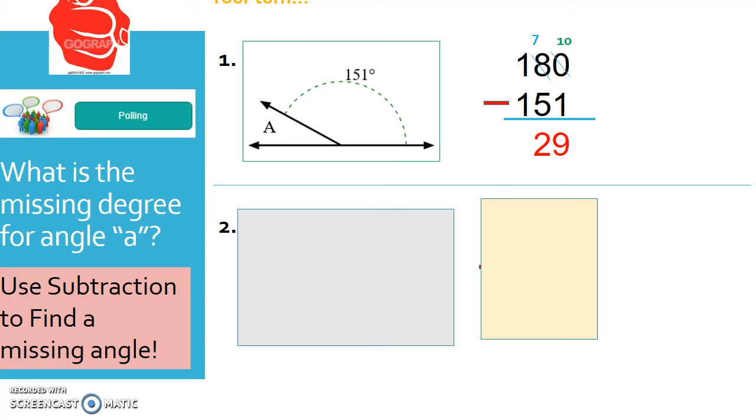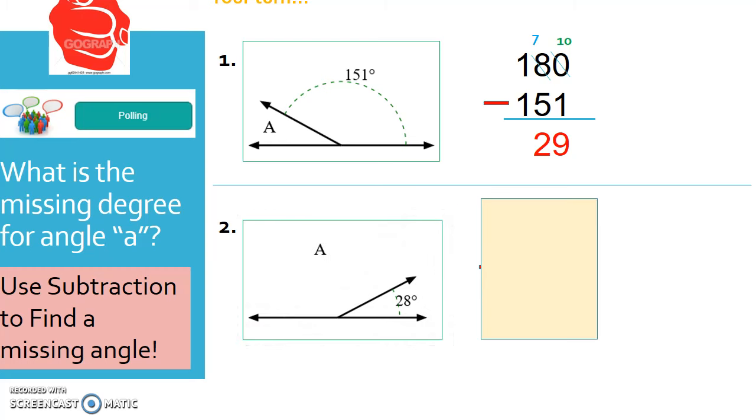Take your eyes down to number 2 with me, please. Take a look at this angle. You're given 28 degrees. What's the missing degree for angle A? Go ahead and figure this one out.